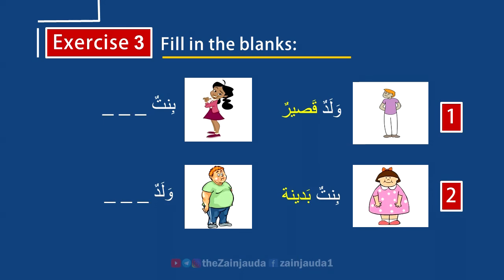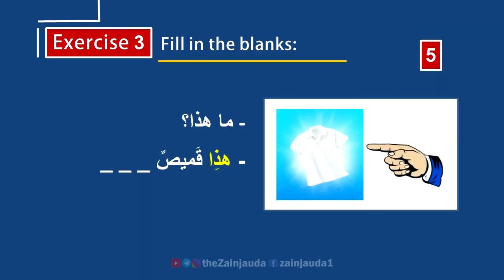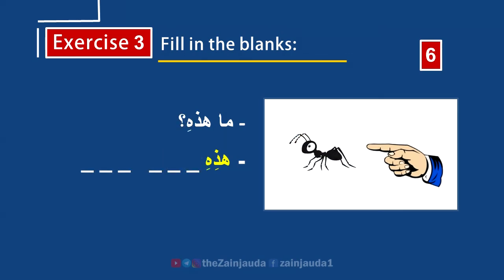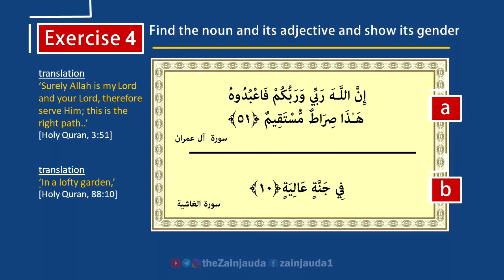Number 1, ولد قصير. بنت. 2, بنت بدينة. ولد. Number 3, شاعر مشهور. What about a feminine one? Number 4, حصان سريع. هرة. By the way, هرة is the feminine of her. Number 5, ما هذا؟ هذا قميص. Number 6, ما هذه؟ هذه. Exercise 4, find the noun and its adjective and show their gender. You have only 2 verses, try to do them.